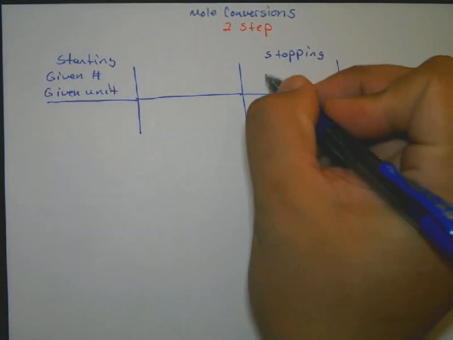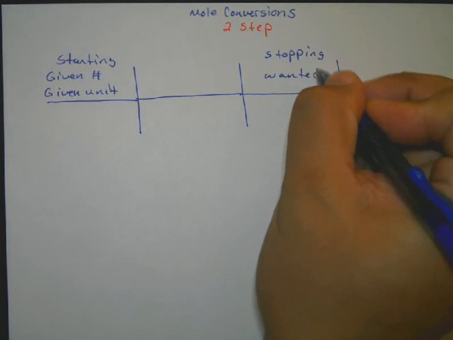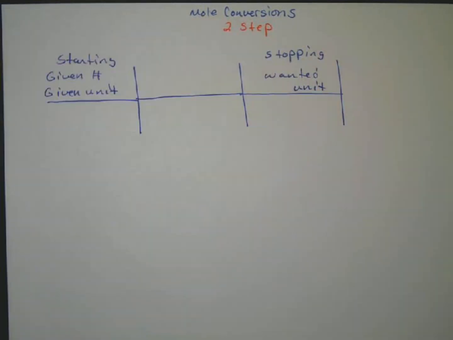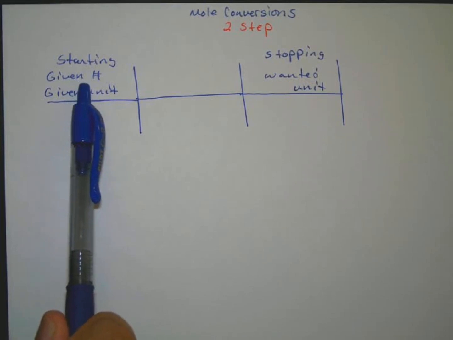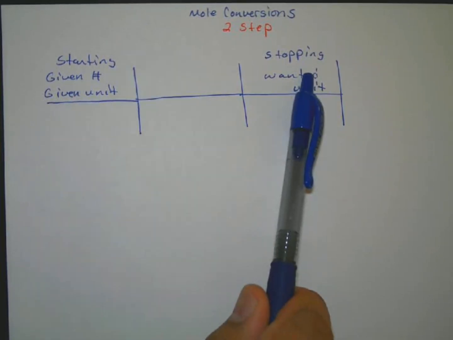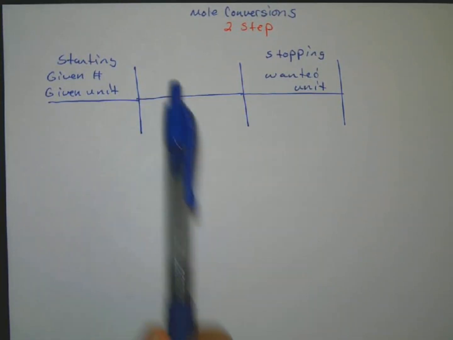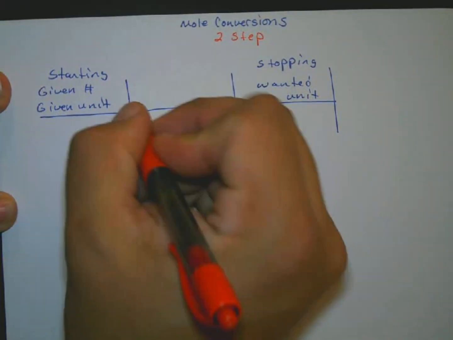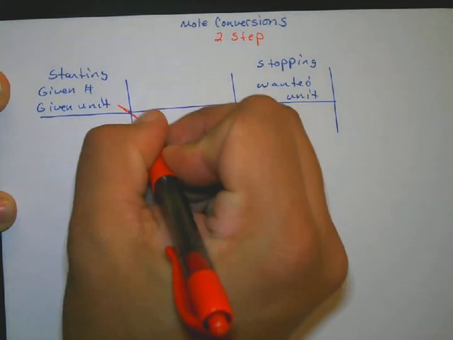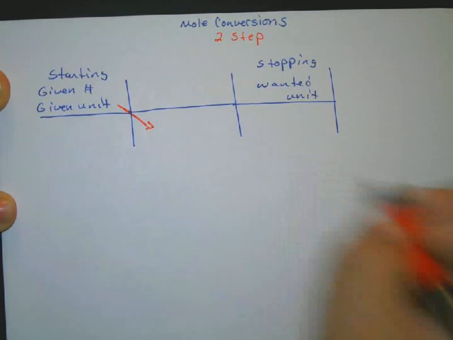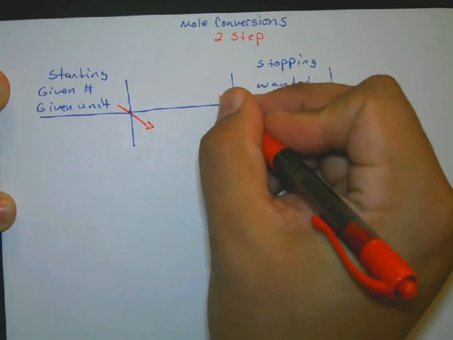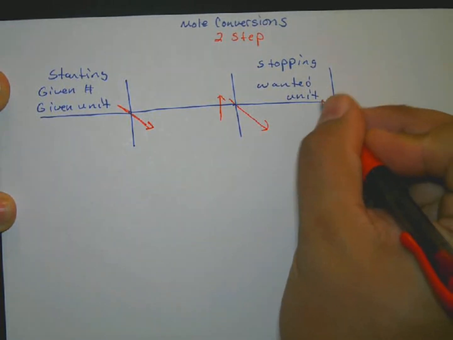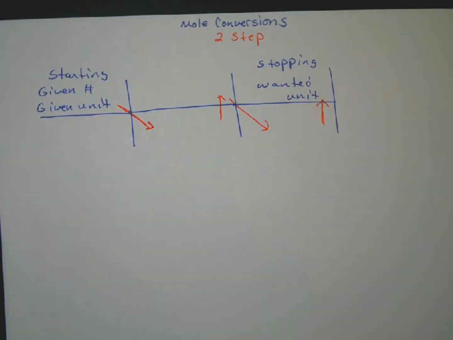This is your wanted unit over here. So we've got to get from our given unit to our wanted unit, and we're going to do it by using these boxes. Now remember, it goes in this order. We're first going to go down, and then we're going to go up, and then we're going to go down, and then we're going to go up. That's how you use this chart.